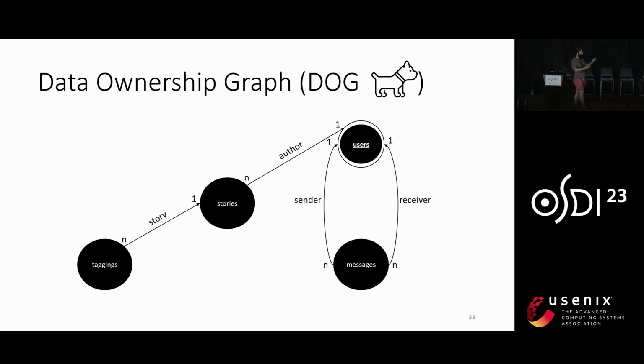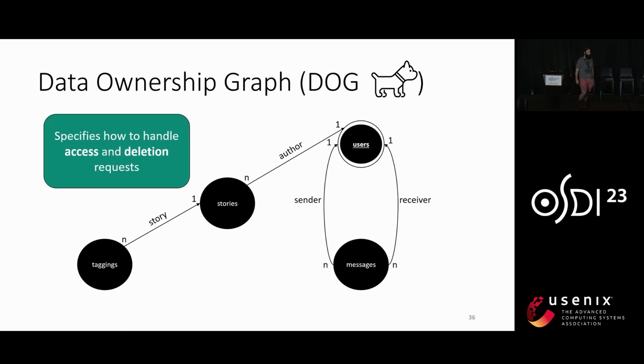Here's an example of a slightly more complicated DOG that corresponds to a social media application. And this DOG highlights a couple of important patterns. The first one is shared data, which has more than one owner. And we also see a chain of edges here that represents transitive ownership. So the rows in the tagging table refer indirectly to their owner via the corresponding story.